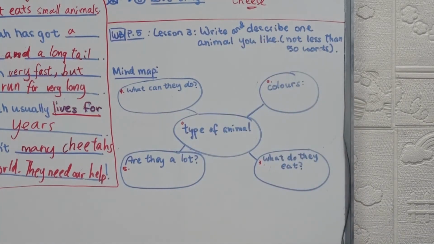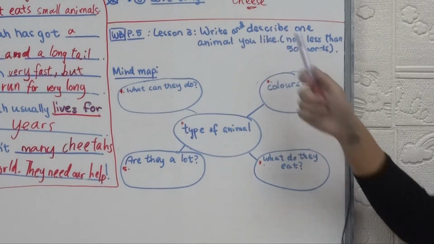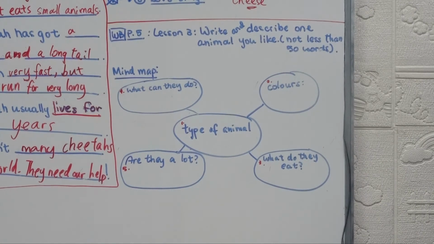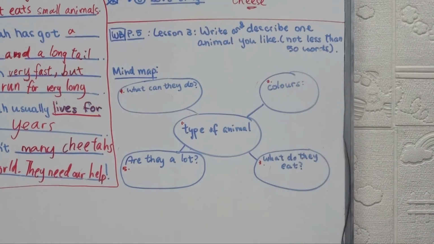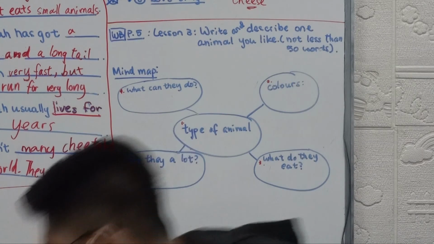So, what we need to do on page 5 of our workbook is we need to write, okay? So write, use letters, right? And describe. Describe means talk about one animal you like, only one animal. So how do we do that? How do we know what to write and how to describe, right?